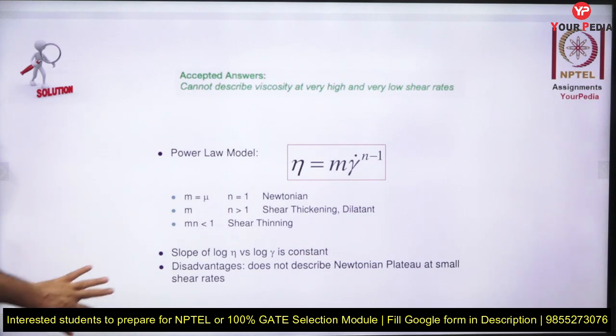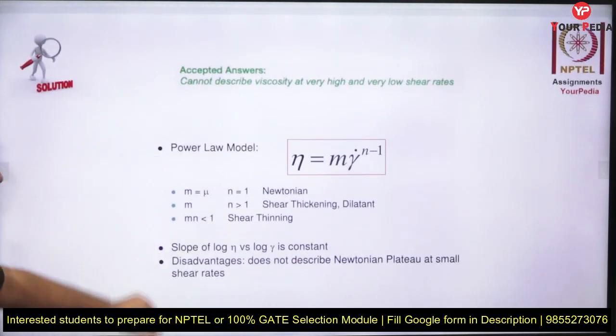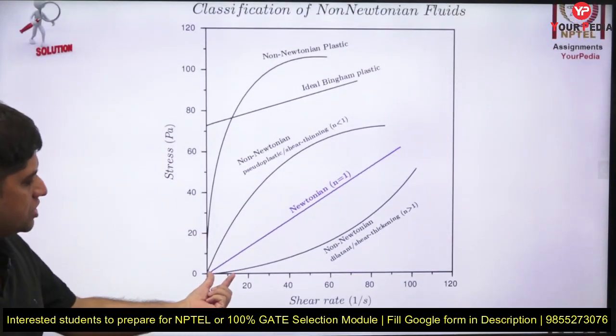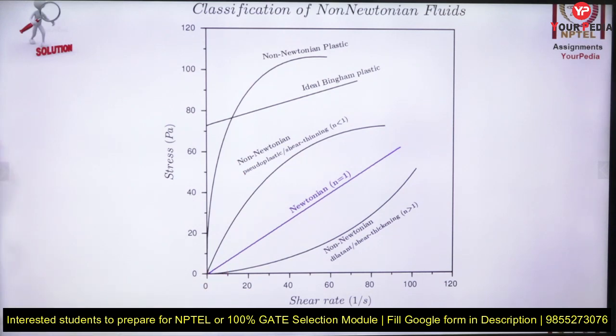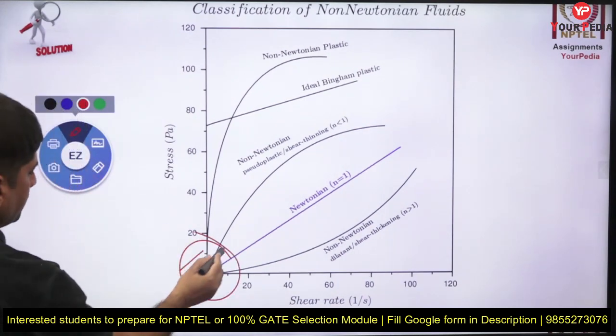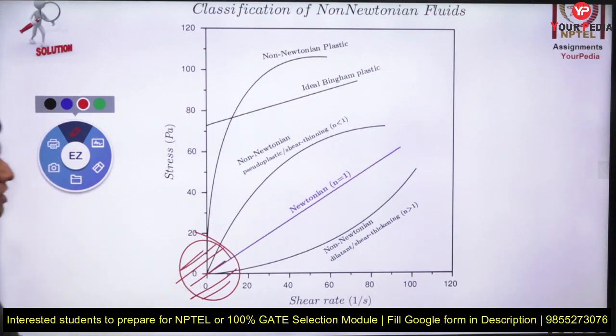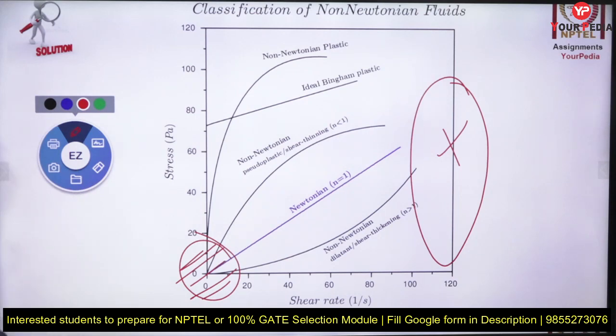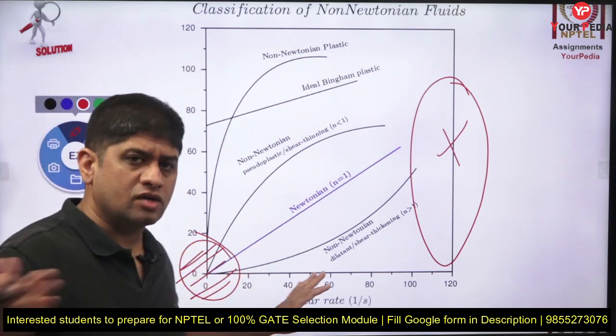There is a limitation. The disadvantage of this power law is that it creates a Newtonian plateau at small shear rate. Look carefully, it creates a Newtonian plateau at very low shear rate. The law cannot be defined when the shear rate is very low. This power law does not give accurate results here and here. That is a fact. This is the assumption that the shear rate will be in the moderate range. It will not be very high, it will not be very low, and there is a reason for that.